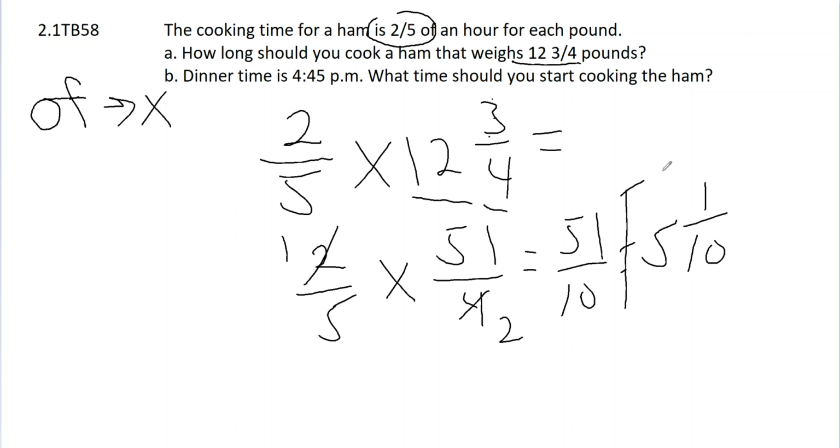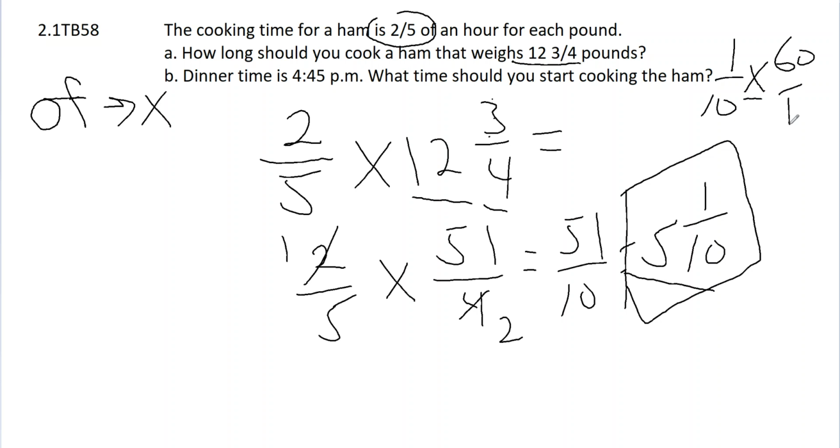So here's the problem now. We know that it's going to take 5 and 1/10 of an hour to cook that ham. The problem is, what's 1/10 of an hour? 1/10 of 60 minutes, in other words. So we have to go again with the 1/10 of 60 minutes to find out. Now we can simplify again by 10 to find out that 5 and 1/10 of an hour is 5 hours and 6 minutes.